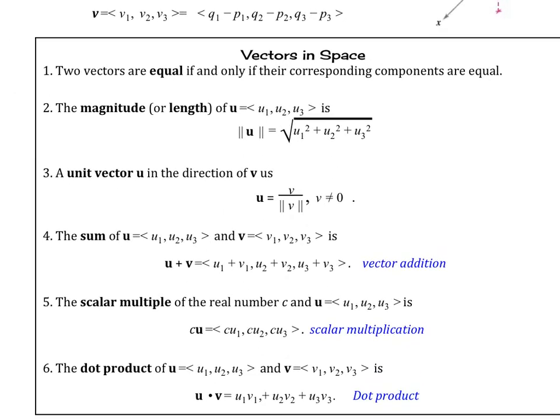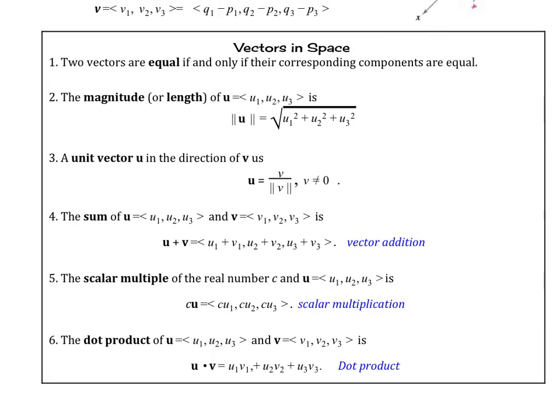So here are some important formulas that you probably want to have. Two vectors are equal if and only if their corresponding components are equal. The magnitude or length of u is the square root of u sub 1 squared plus u sub 2 squared plus u sub 3 squared. A unit vector u in the direction of v is u equals v over the magnitude of v, and of course v cannot be 0. The sum of u and v is u sub 1 plus v sub 1, and then u sub 2 plus v sub 2, and then u sub 3 plus v sub 3, so vector addition.